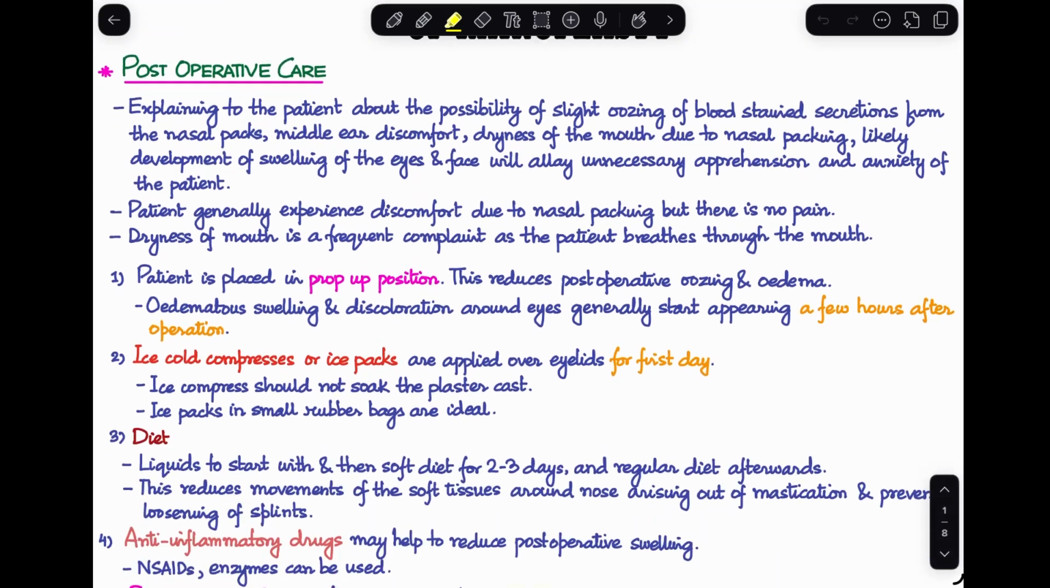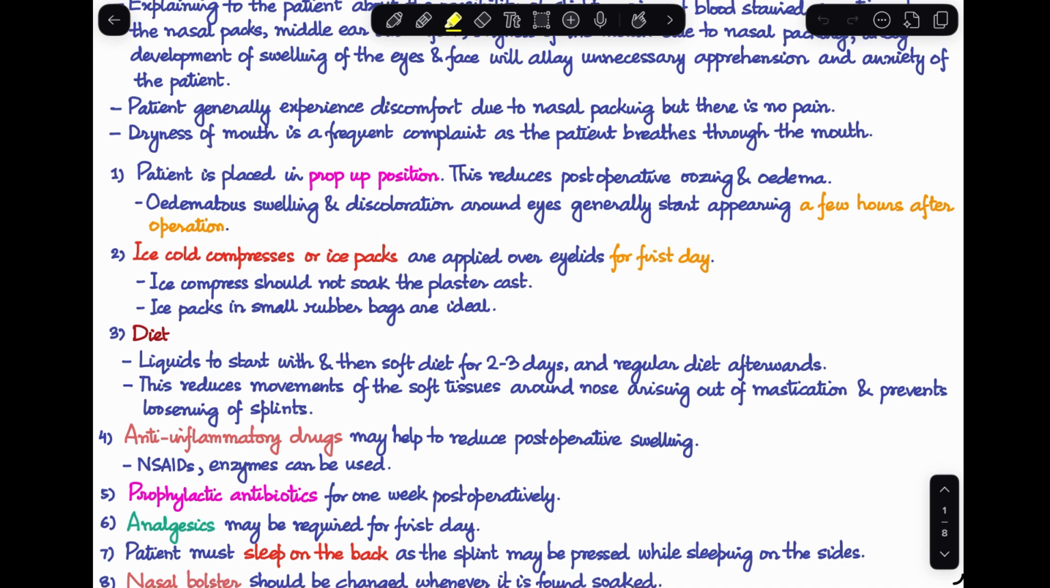So in terms of position of the patient, we will place the patient in a propped up state. Why are we doing the propped up state? Because it will help in reducing the post-operative oozing as well as the edema that can happen. There can be edematous swelling around the eyes and discoloration around the eyes as well, which is one of the complications that we see. This generally starts appearing within a few hours after the operation. So, placing the patient in a propped up position will help in reducing this post-operative oozing and edema.